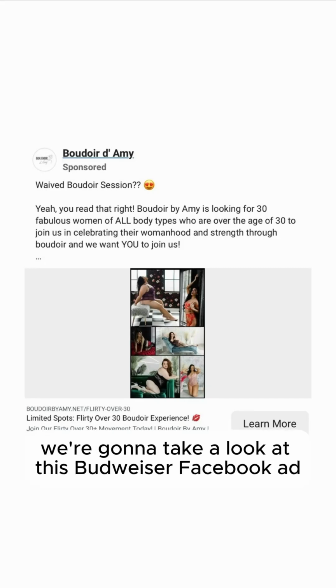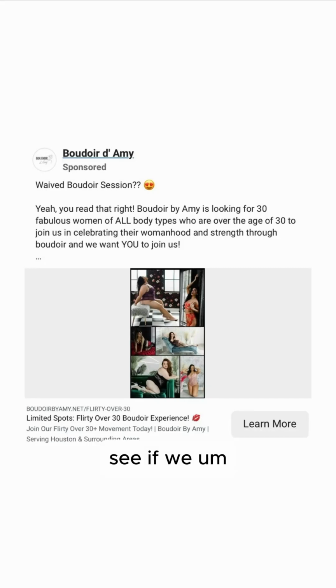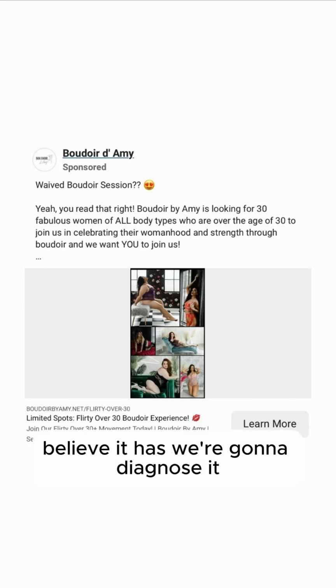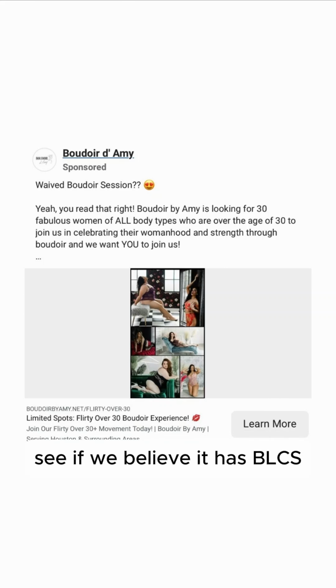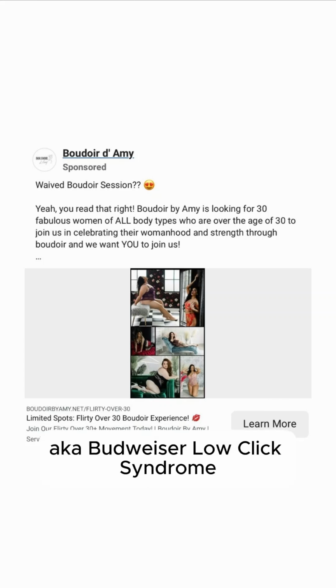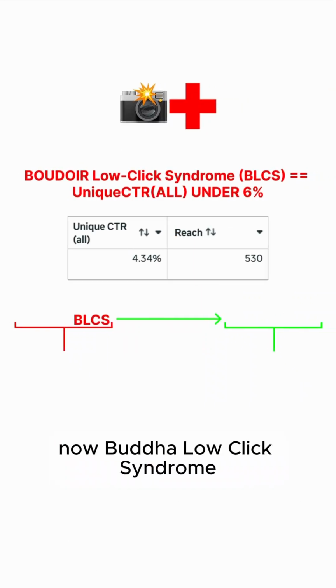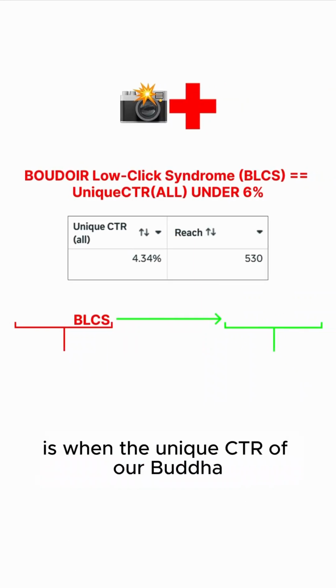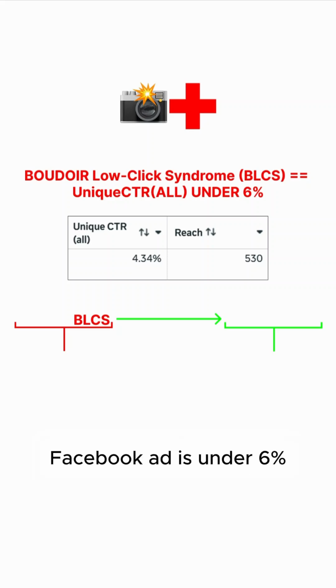All right, y'all, we're going to take a look at this Boudoir Facebook ad, and we're going to diagnose it to see if we believe it has BLCS, aka Boudoir low click syndrome. Now, Boudoir low click syndrome is when the unique CTR of our Boudoir Facebook ad is under 6%.